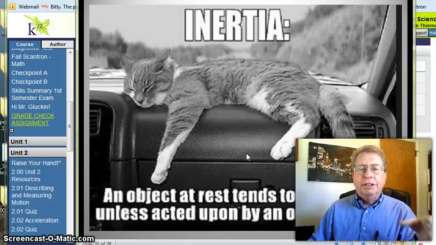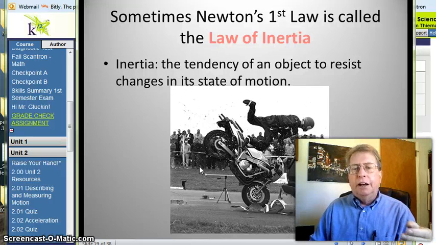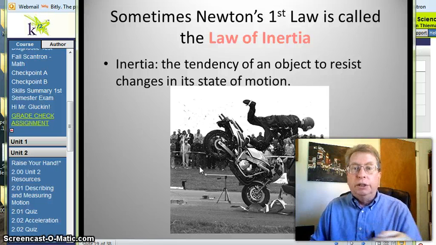Inertia. An object at rest tends to stay at rest unless acted on by an outside force. And it's going to keep moving unless it's acted on by an outside force. In the case of this guy, that outside force was the car acting on his motorcycle, but he hasn't run into anything yet.